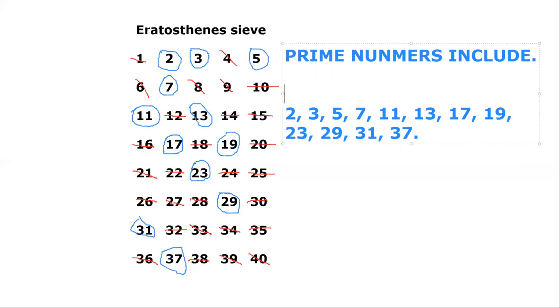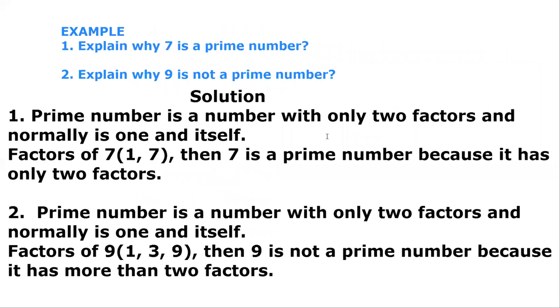Now, let's see this question here. Example: explain why 7 is a prime number. When they impose a question on you like this, the first thing is that you must know the prime number definition. A prime number is a number with only 2 factors, and normally it's 1 and itself. So you first take the definition of a prime number, because we only use factors to determine a prime number. After stating the definition, you then state the factors of the 7 in the question.